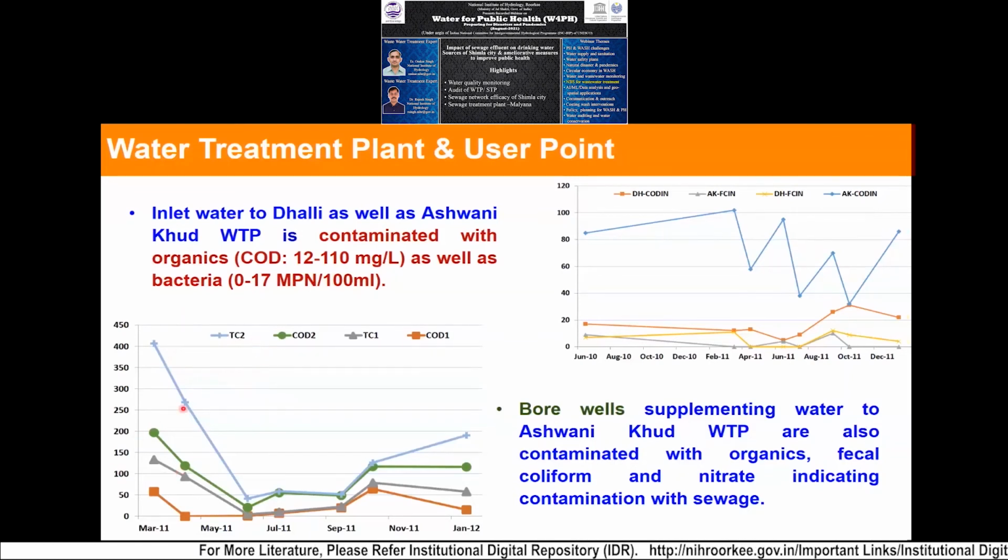Then this is about the bore wells, with total coliform and COD. We analyzed the two bore wells, and the results are presented here. You can see that even the bore wells had a lot of organics as well as coliforms in them. The groundwater for these bore wells is being recharged from the Aswini Khad, which was highly contaminated, and because of that even the bore well water was contaminated. That is supplementing water to the Aswini Khad, and hence a lot of organics as well as coliforms were there.